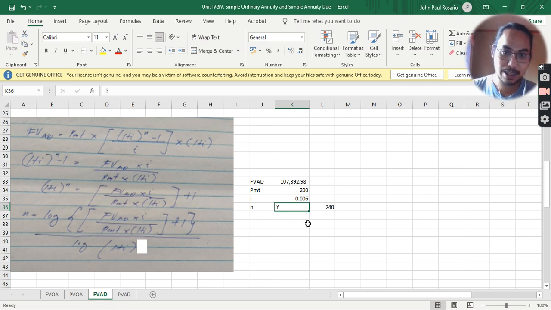So if we calculate this using our calculators, that's log of, our base here is 1 plus I, so 1 plus 0.072 over 12. And log of FVAD, so FVAD is 107,392.98. We multiply that by our I, so our I is 0.072 over 12, over payment, which is 200. And again, we added the additional 1 plus I, so 1 plus 0.072 over 12. And then we add 1 to everything.